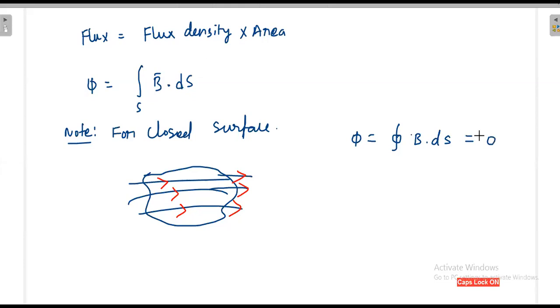That is 0, because it cannot produce any flux. Whatever flux is coming from outside, only that flux it will be giving you. So the flux that is produced by the closed surface is 0. From the Gauss divergence theorem, a closed surface integral can be written as a volume integral. So del dot B is equal to 0.